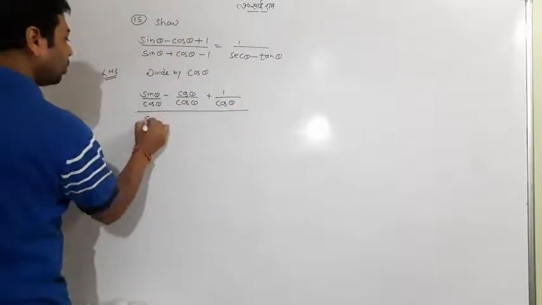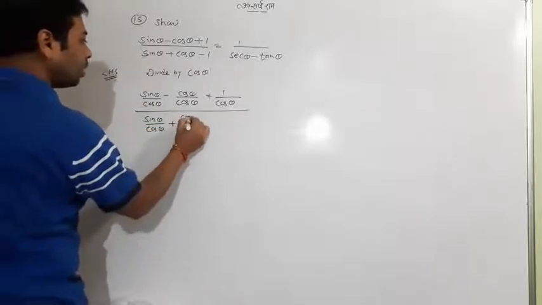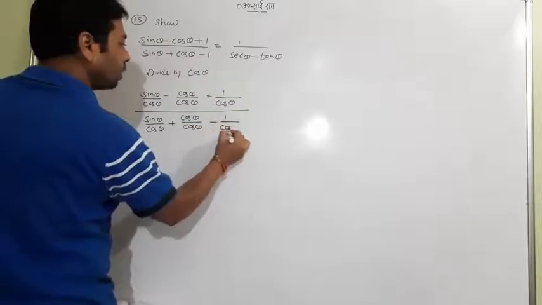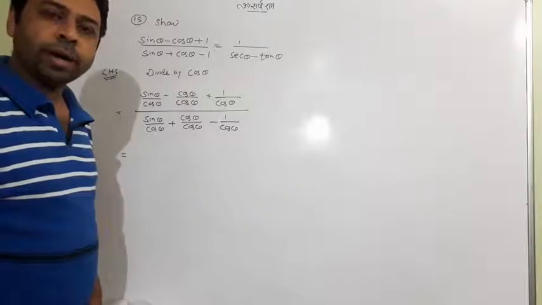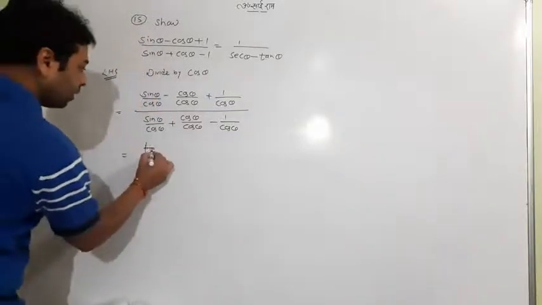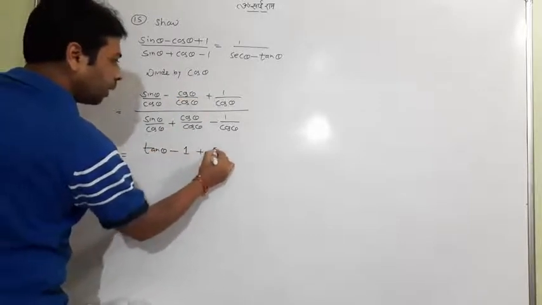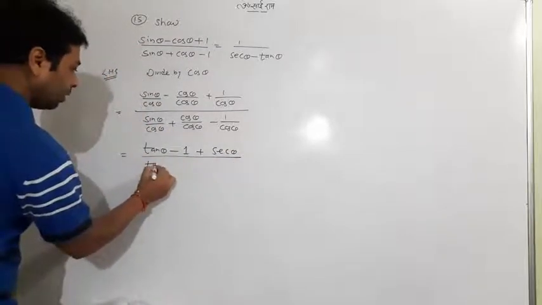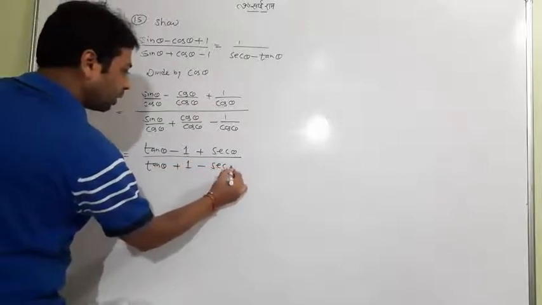And what about the denominator? Sin theta upon cos theta, then upon cos theta, and 1 upon cos theta. This is happening. And by doing this, what will we have? Sin by cos is tan theta, cos and cos will cancel, 1 by cos is sec theta. Sin by cos is tan theta, 1 and 1 cancel, 1 by cos is sec theta.